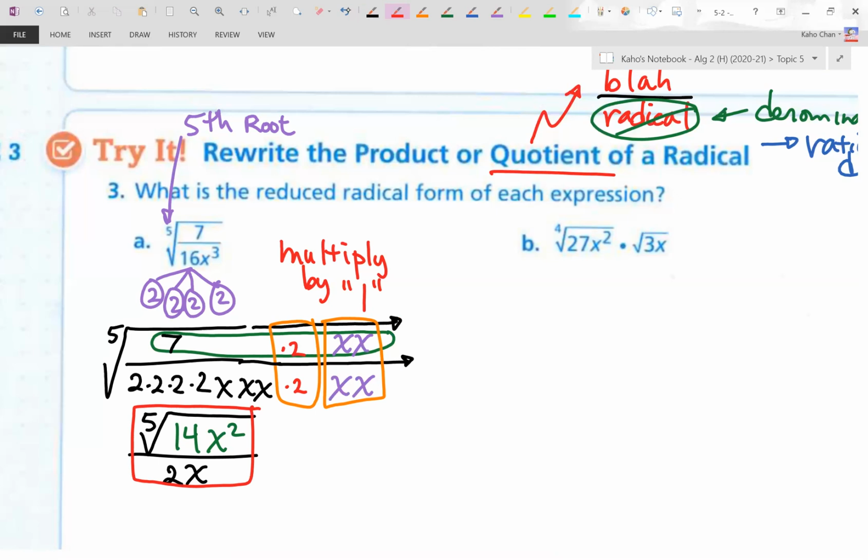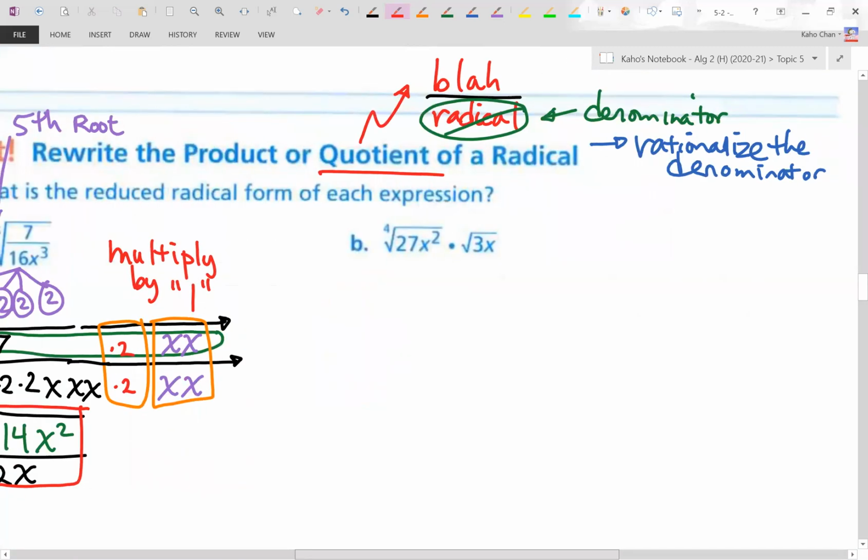Letter B is a little easier, it's a product. Letter A was a quotient. They gave us the quotient first, and we're doing the product second here. All right, so we have a fourth root and a square root. We cannot combine those together, unfortunately. We're going to have to play around with it, just manipulate it.